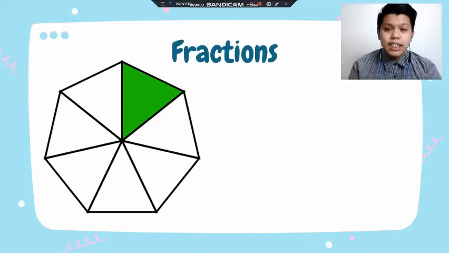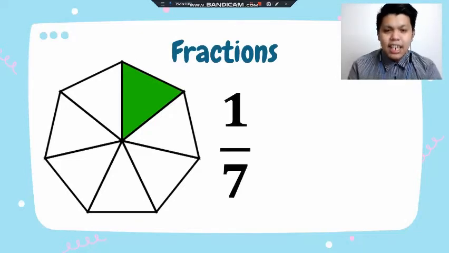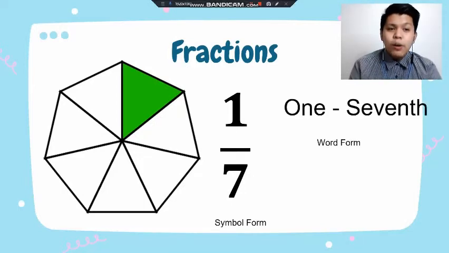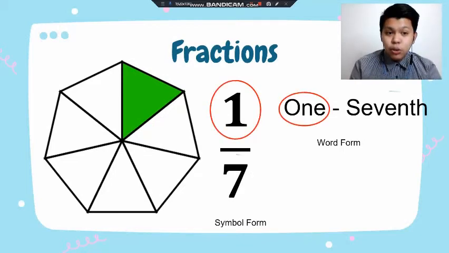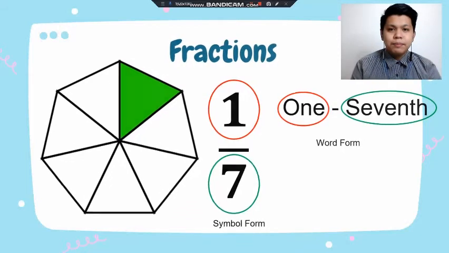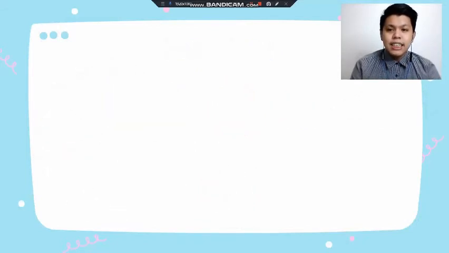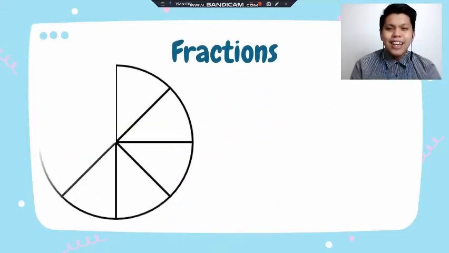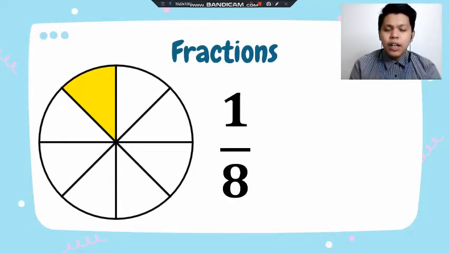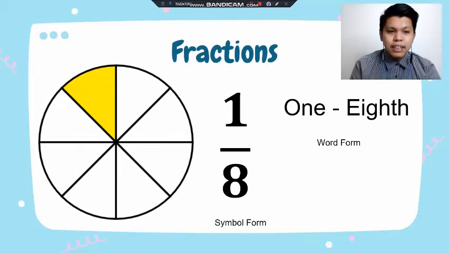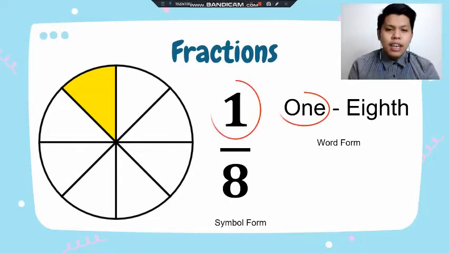Okay, so we're done with 6. The next is 7th. 1/7. Okay, word form 1-seventh. Let's go with our next one. The next one is, of course, 8th. Okay, so 1/8, word form is spelled like this. EIGHTH. 1-eighth. Okay, very good.